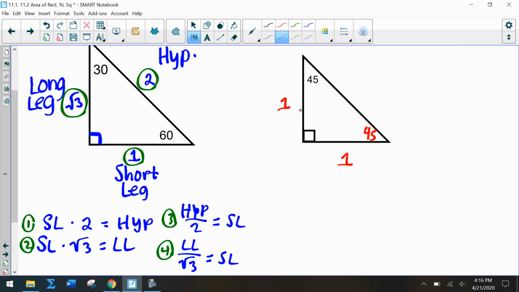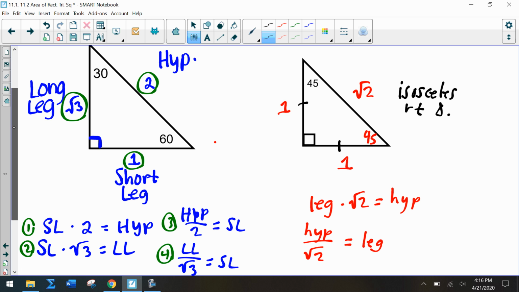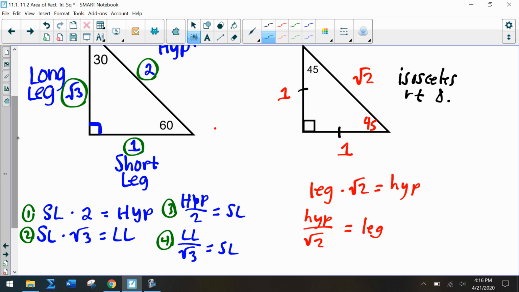length was 1, we multiplied the length of the side by the square root of 2 to then get the hypotenuse. So it was the leg times √2 to get us our hypotenuse, or the hypotenuse divided by √2 to get a leg, okay, in a 45, 45, 90. And a 45, 45, 90 is also called an isosceles right triangle, okay? So just kind of reminding us of these triangles and the formulas. We're going to be using them quite a bit throughout this unit.